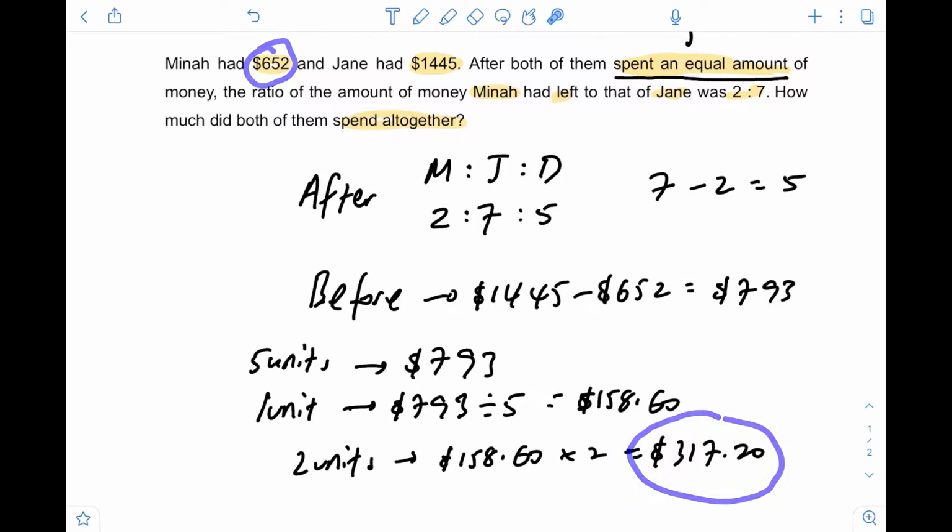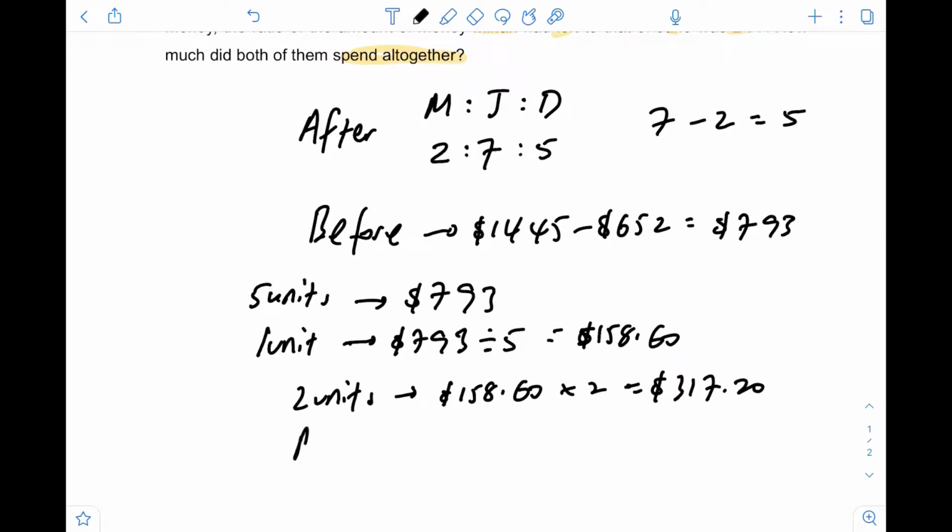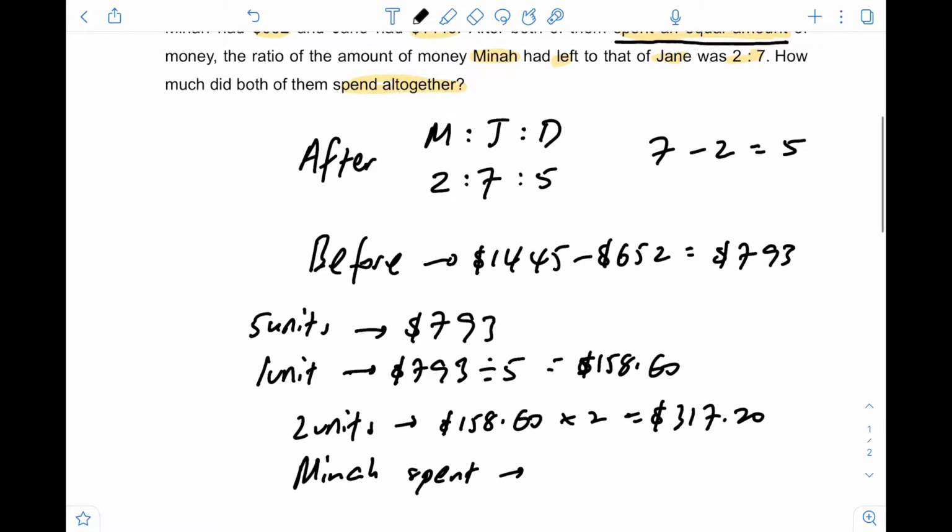So how much did she spend? So Mina spent from 652, it became 317.2. So that would be 334.8. So total spent, how much did they spend altogether?